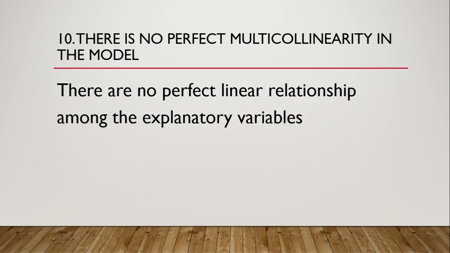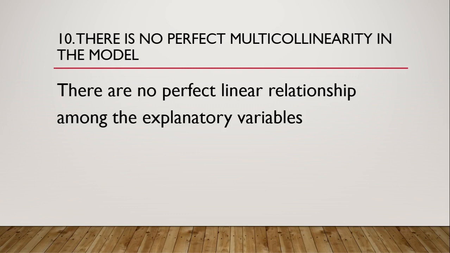This is the last assumption. There is no perfect multicollinearity in the model. That is, there should not be any perfect linear relationship among the explanatory variables. In the case of multiple regression models, there will be more than one explanatory variable, and the model assumes that there should not be any perfect linear relationship among the explanatory variables.